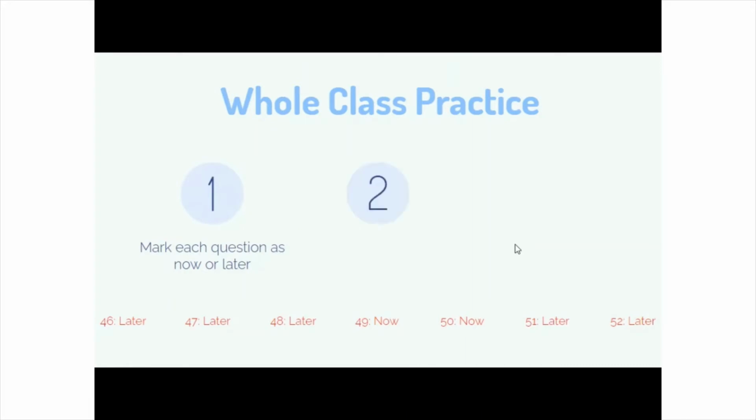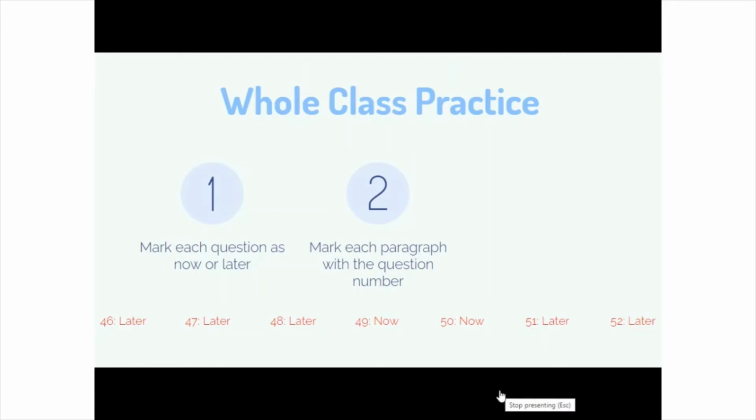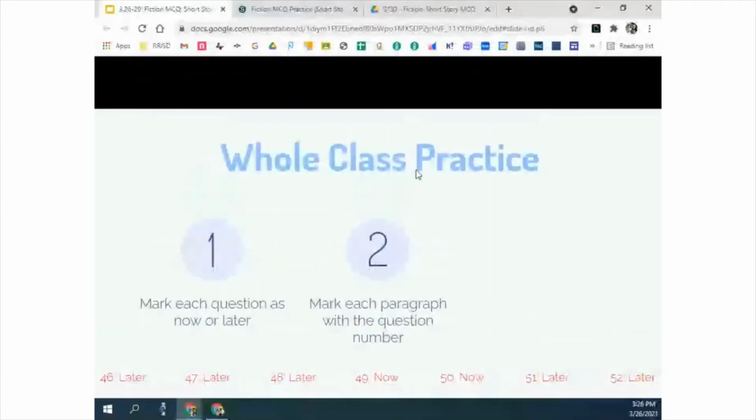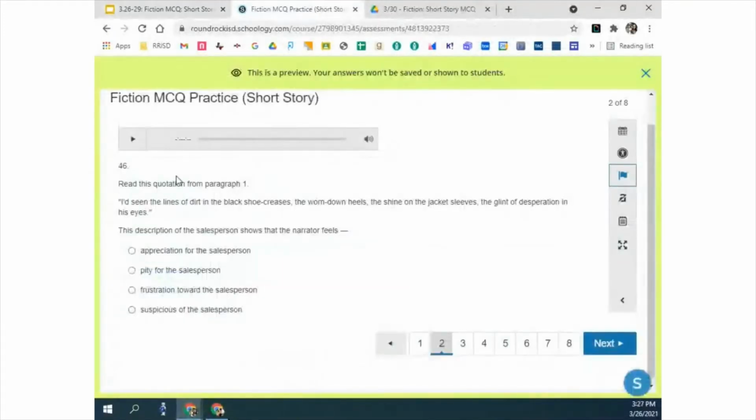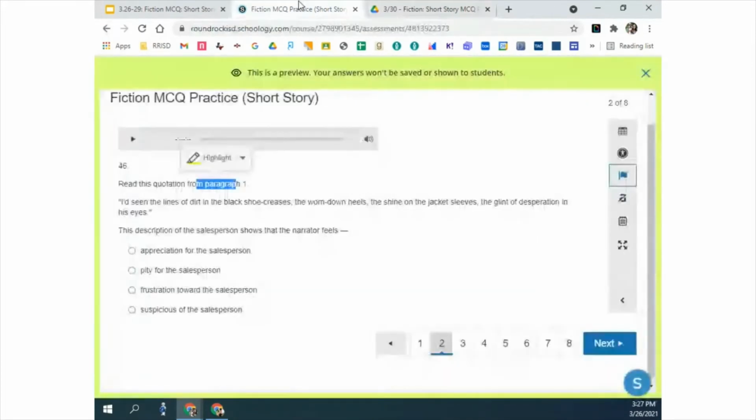And now what I want you to do is mark each paragraph with the question number. So if you have annotations on, this is a helpful thing you can do so that when you read, we know we can focus. So I'm going to go through each question again. And I'm like, okay, paragraph 1. If I had something to mark it, I'd mark it right here. Okay, so that's one question for paragraph 1. I can even highlight it if I wanted to.